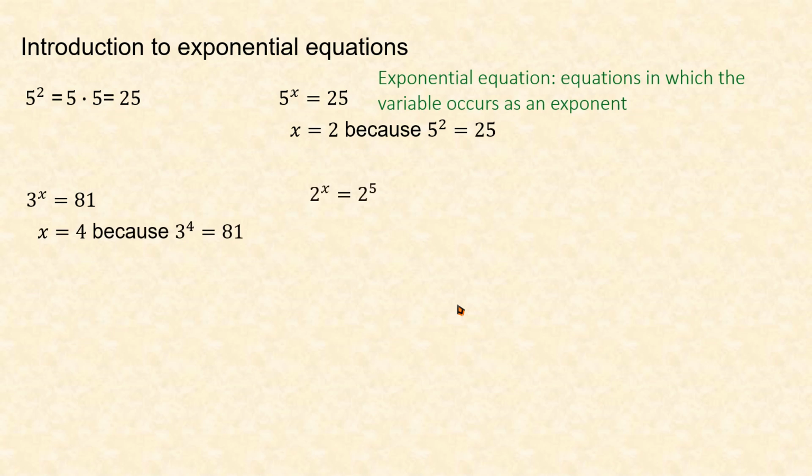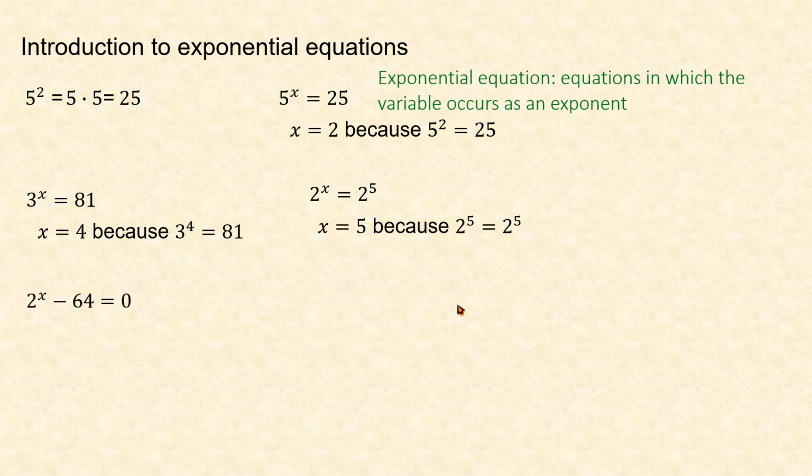This equation here is slightly different, but I think it's easier. Now it's 2 to the x is equal to 2 to the 5th power. What does x have to be? Well, x has to be 5, right? Because 2 to the 5th power is obviously equal to 2 to the 5th power. So x has to be 5 for both sides of the equation to match.